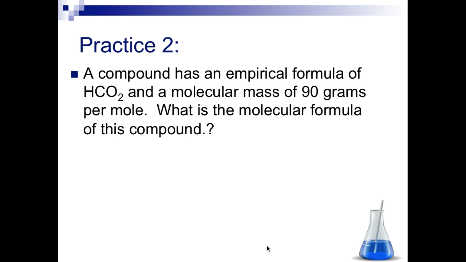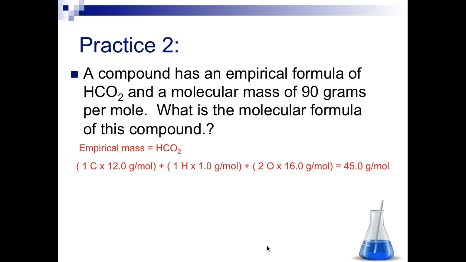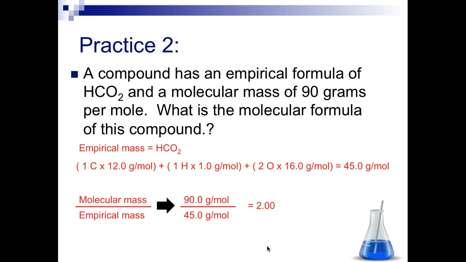Let's look at another practice. Pause the video, and when you're finished, unpause to learn the answer. Great. A compound has an empirical formula of HCO2 and a molecular mass of 90 grams per mole. What is the molecular formula of this compound? As always, calculate the mass of the empirical formula first. We get 45.0. Then put molecular mass over empirical mass, and we end up with 2 again. Multiply your empirical formula by 2 and get H2C2O4.